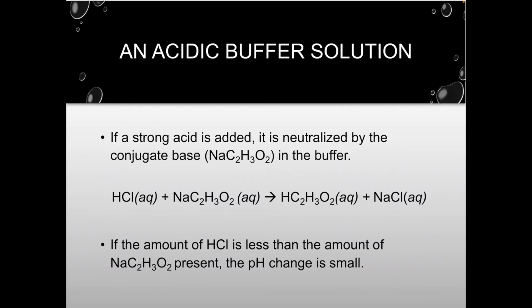So here's an example. If we have some strong acid, some hydrochloric acid, and we add it to the sodium acetate in our buffer, our hydrogen is going to combine with our acetate, and it's going to make acetic acid and sodium chloride, which doesn't have any acidic or basic properties. So again, we're still going to end up with weak acid and conjugate base, and as long as we keep the amount of strong acid that we added fairly small, then our pH change is not going to be very large.